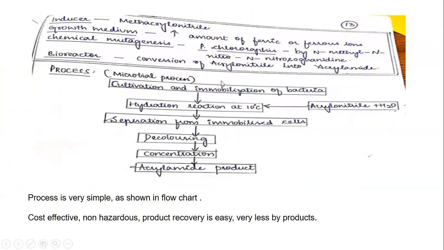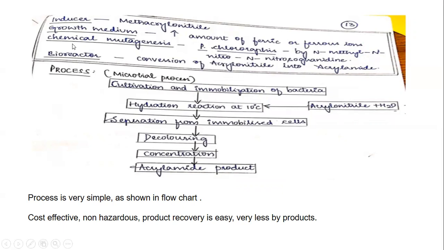Here you can see that we use an inducer known as methacrylonitrile. The growth medium should have some amount of ferric and ferrous ions, and chemical mutagenesis is used. The Pseudomonas species, this is an example of a process which is mainly used in labs. Pseudomonas chlororaphis is used and it is mutated by N-methyl-N'-nitro-N-nitrosoguanidine, so that it is more active and more yield is received.